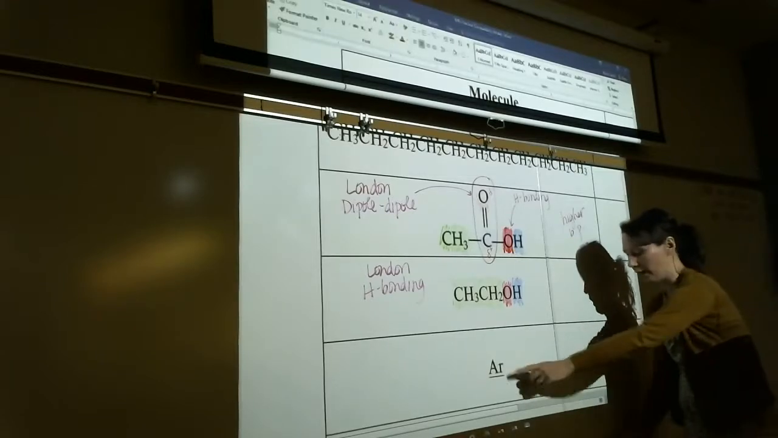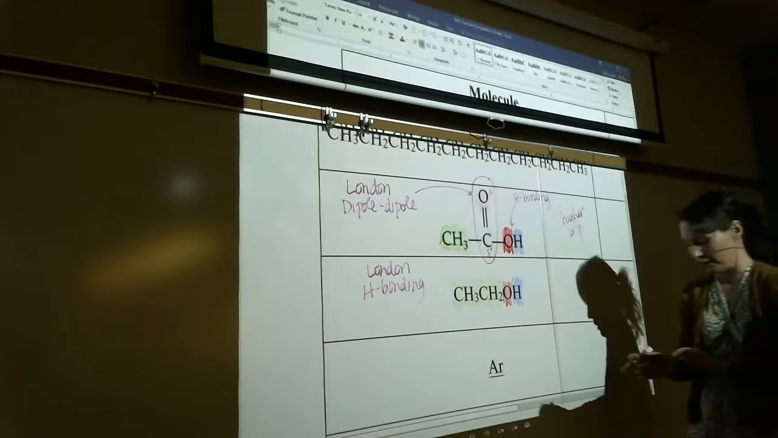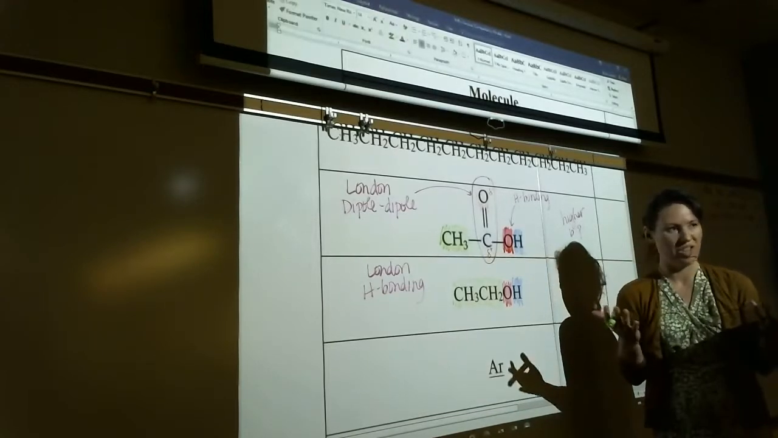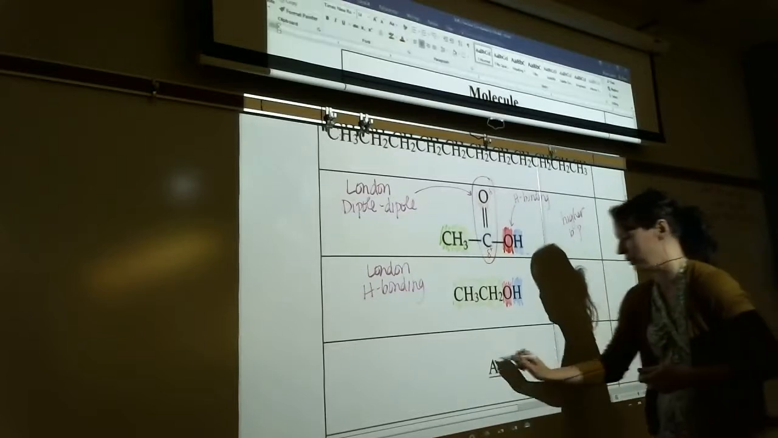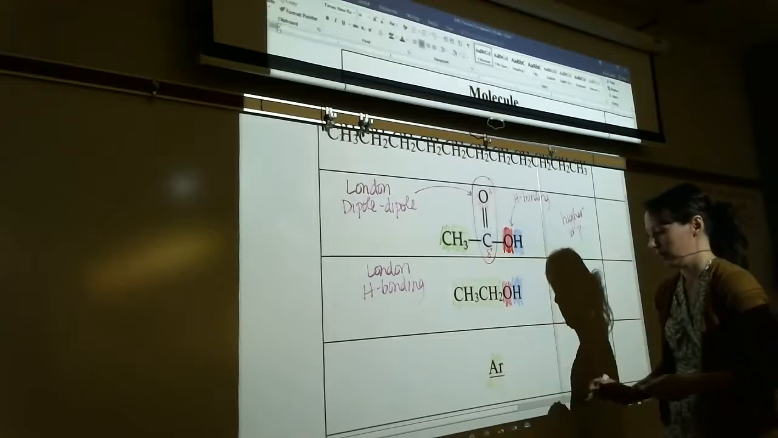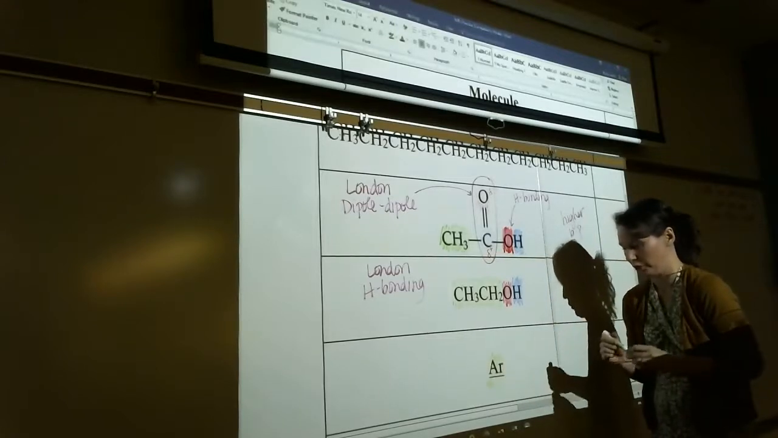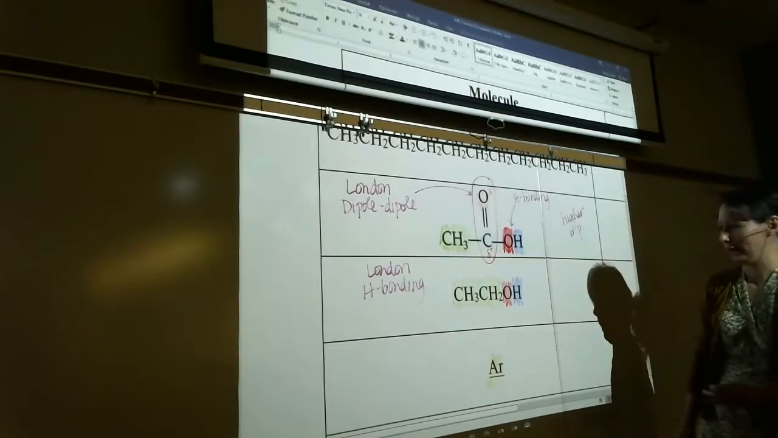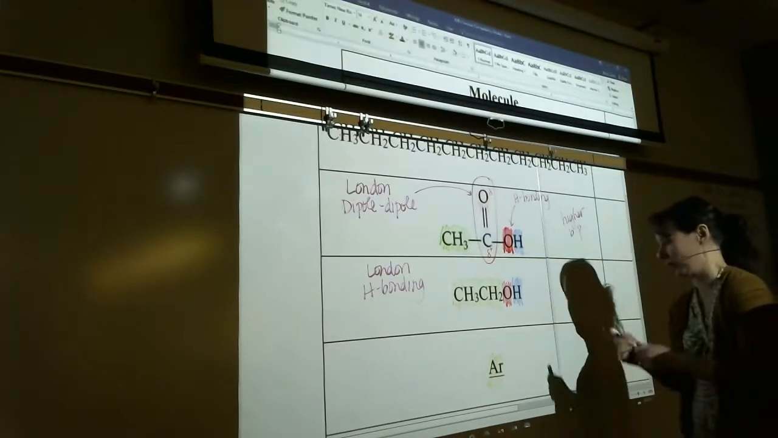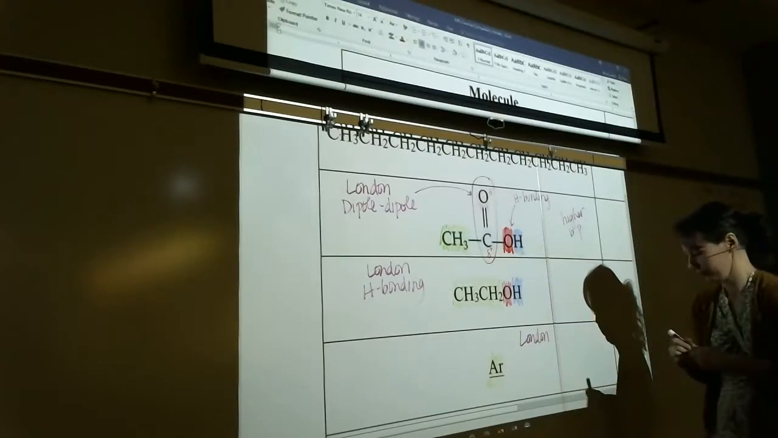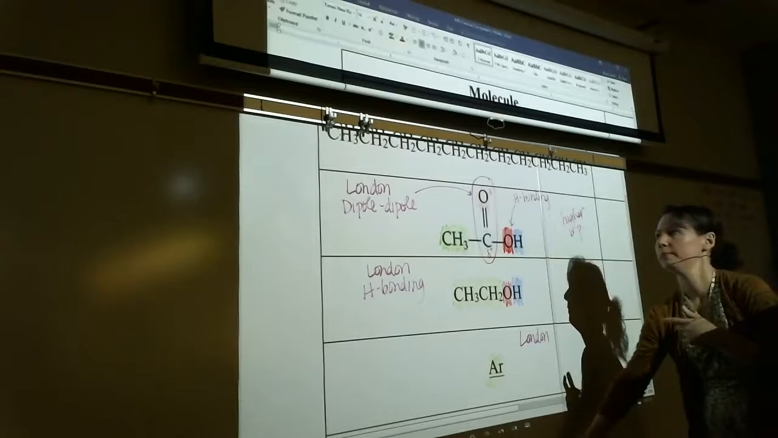Okay, we'll go ahead and do argon. Argon's a monatomic element. So can you share something unevenly with yourself? No, so the entire thing's green. And that little line is just because it's a word, and it's mad at me because that's not a correct word, I guess. London forces only, right? Nothing else. Any questions on those?